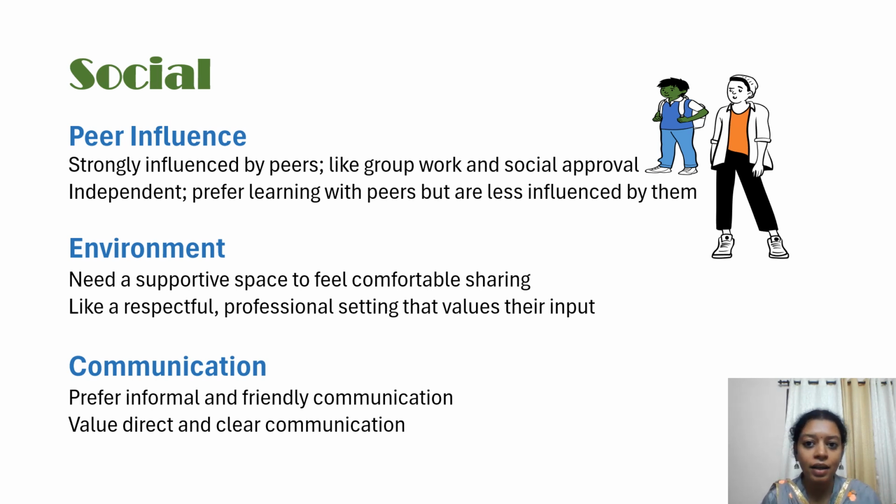So here adolescents are strongly influenced by their peers. They enjoy working in groups and often look for approval from friends, which can motivate or shape their learning. But in case of adults, they are independent in their learning. They may enjoy working with peers, but don't rely on them for opinions. So they are less affected by peer pressure and focus more on personal goals. That is the adult learner.